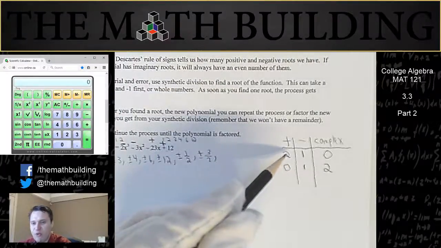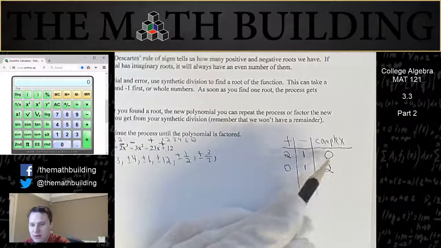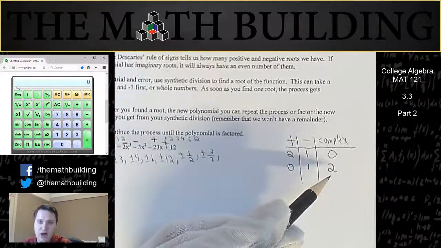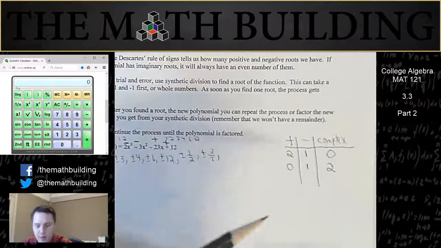And if this had been a 4, then you would count 4, 2, 0, and this would be 0, 2, 4. It's just two positives can trade with two complex answers. However, this one negative one is locked. That one's not going anywhere.